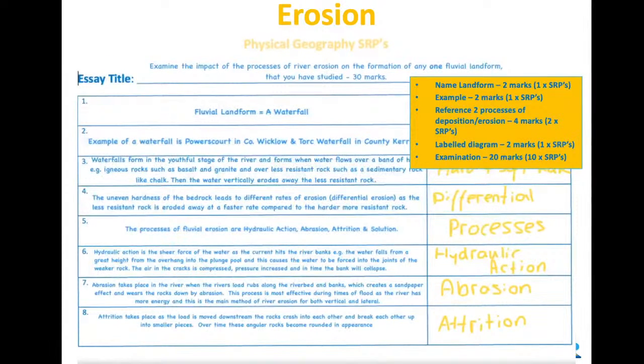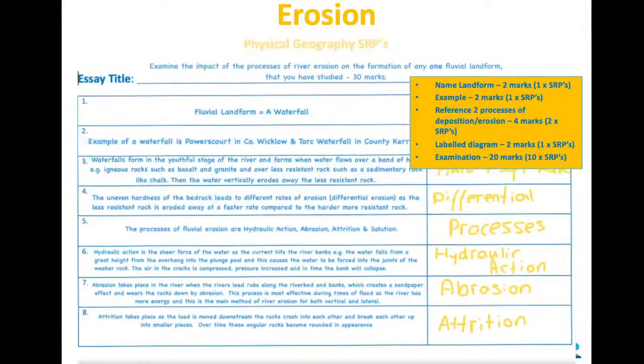Reference to 2 processes of erosion. Okay, so 2 processes of erosion is going to give you 2 SRPs. So the processes of erosion, you might say hydraulic action, abrasion, attrition, solution. Okay, and then make sure you go in and explain them. So hydraulic action, abrasion, you might explain 2, you might explain 4. It depends on the information that you want to put down for your question. Label a diagram, that's going to get you another SRP. Okay, and if you do this, you name, you give your example, you give 2 processes, and you then label a diagram, you've got 5 SRPs already.